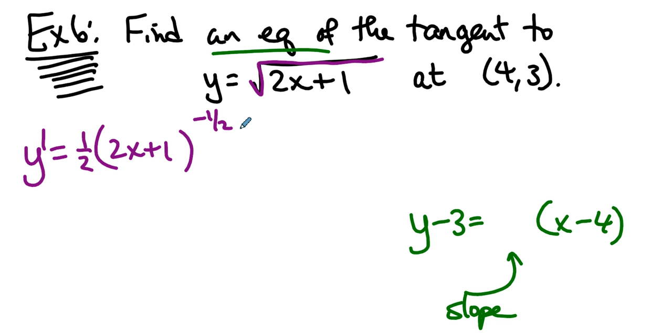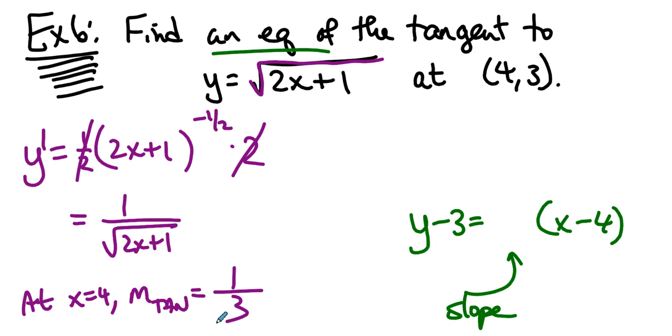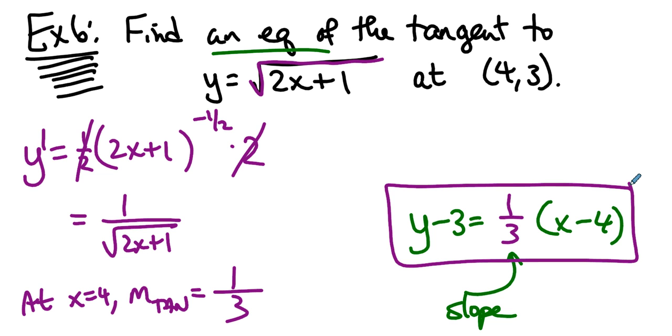And then once we've handled the outside layer, we look inside. We take the derivative of the inside and multiply it there. Now the 1/2 and the 2 cancel out, and we're left with 1 over (2x plus 1) to the 1/2. Now plug in x equals 4. The slope of the tangent is 1 over 3. And that's the slope, and that's the equation of the tangent.